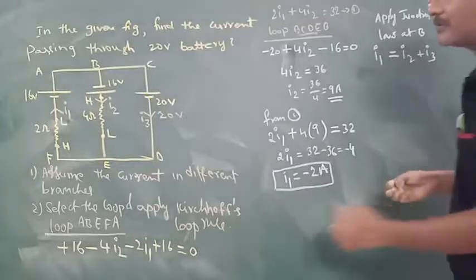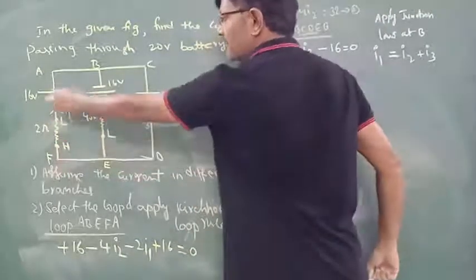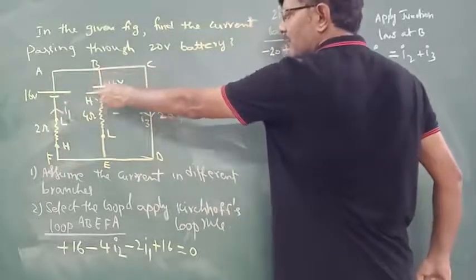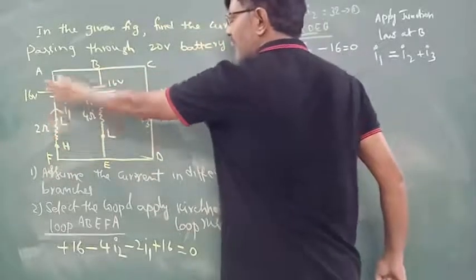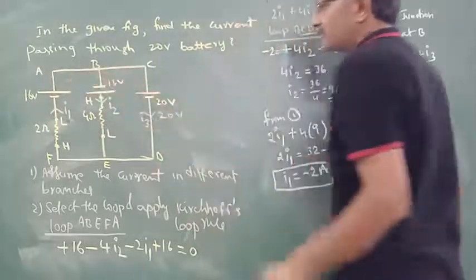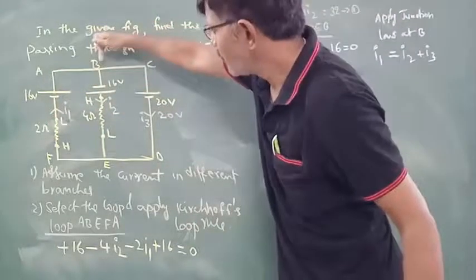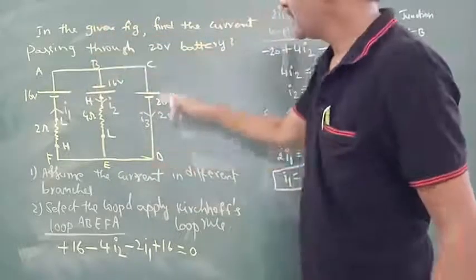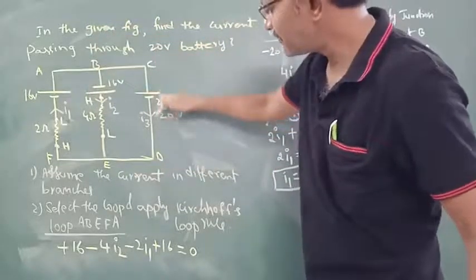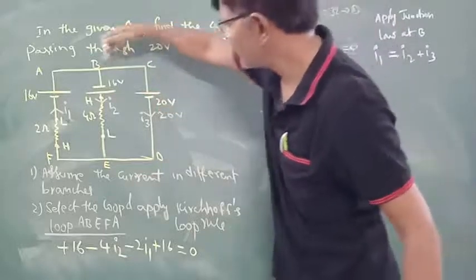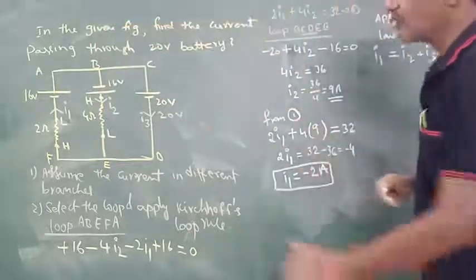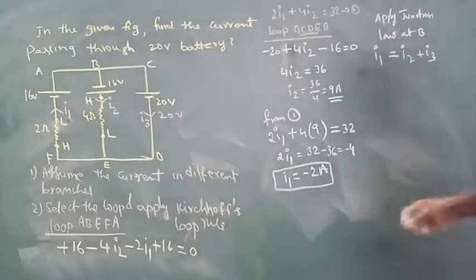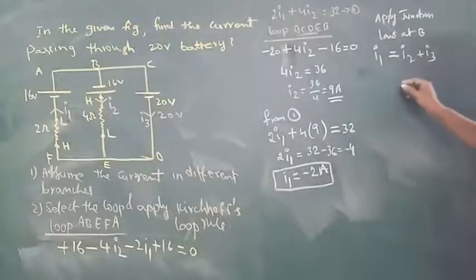Understand now? So I1 is flowing from F to A and follows from A to B. So I1 travels towards B. I2 moves from B to E, that means it moves away from B. I3 flows from C to D, so before that it flows from B to C. So I2 and I3 are flowing away from B, whereas I1 is flowing towards B. So I1 is equal to I2 plus I3.